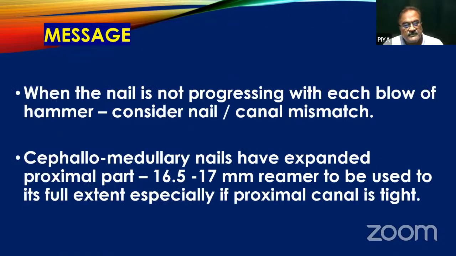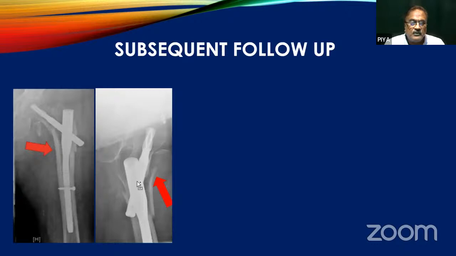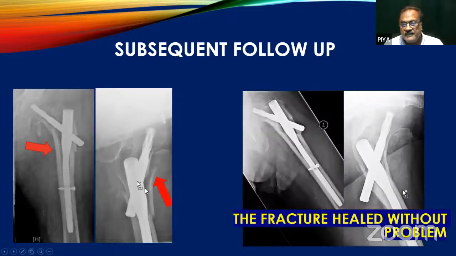So when the nail is not progressing with each blow of the hammer, consider nail or canal mismatch. A cephalomedullary nail has an expanded proximal part, 16.5 to 17 mm, so reamer should be used to its full extent, especially if the proximal canal is tight, before you put the nail. On subsequent follow-up, this butterfly fragment and the fracture healed without any problem.